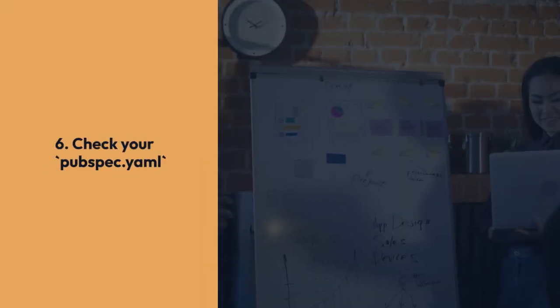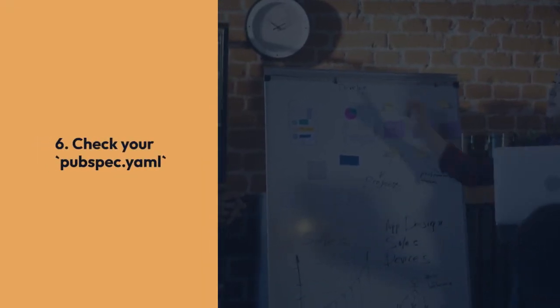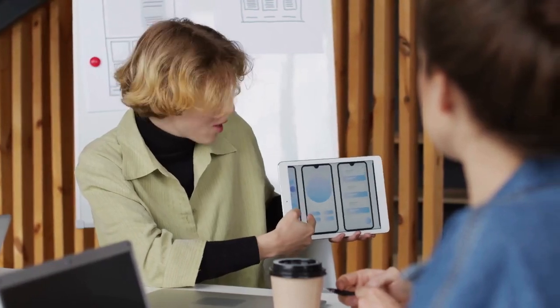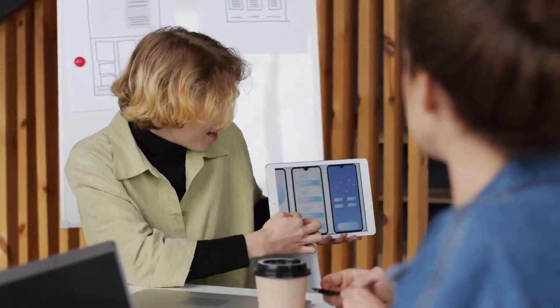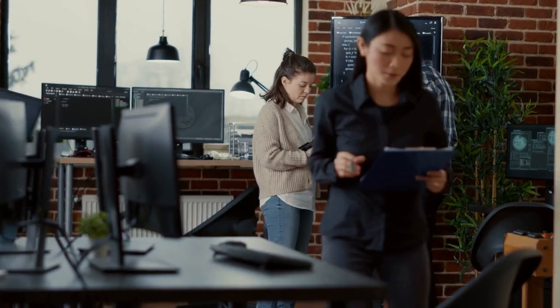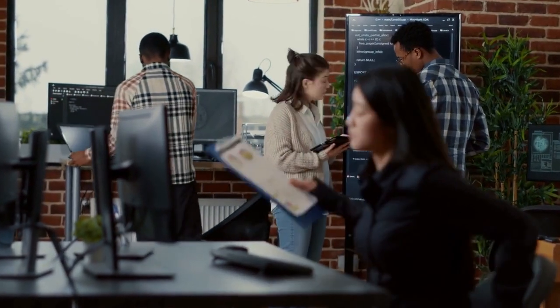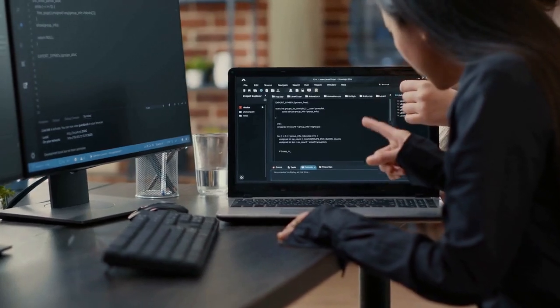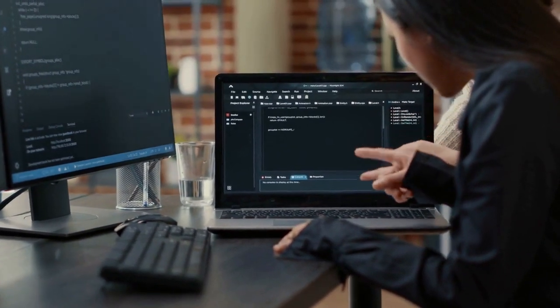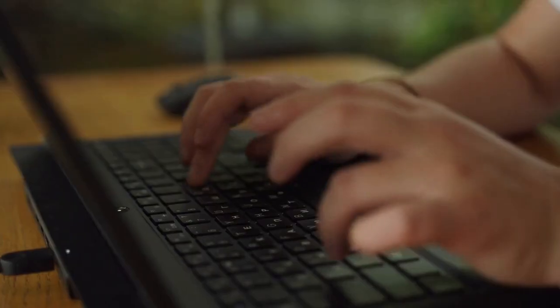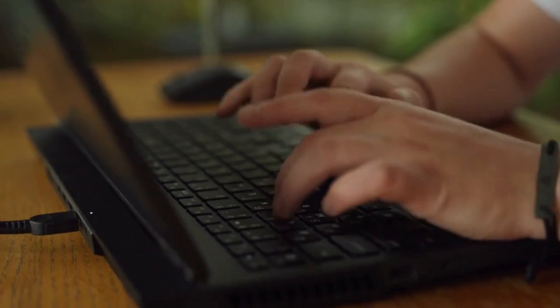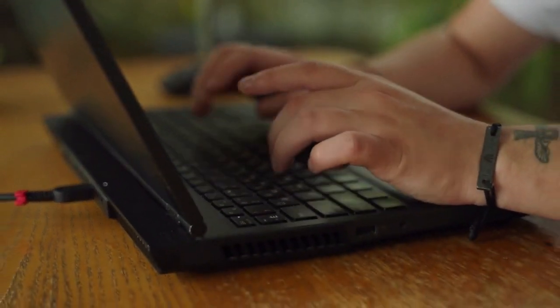6. Check your 'pubspec.yaml'. Review your 'pubspec.yaml' file. Ensure that all dependencies are correctly listed and that there are no syntax errors. If you've recently added or removed packages, double-check that they're correctly declared. After making any changes, run flutter pub get again to refresh the package list.